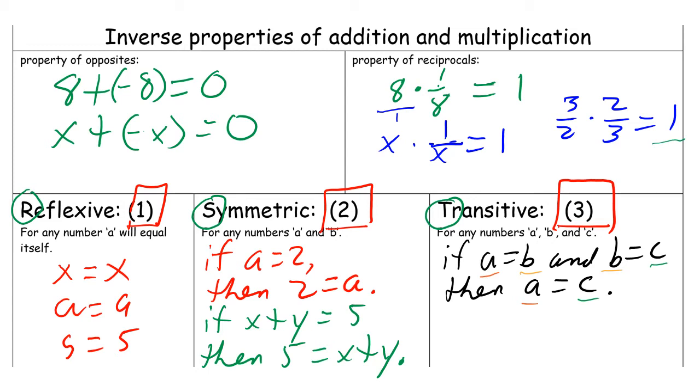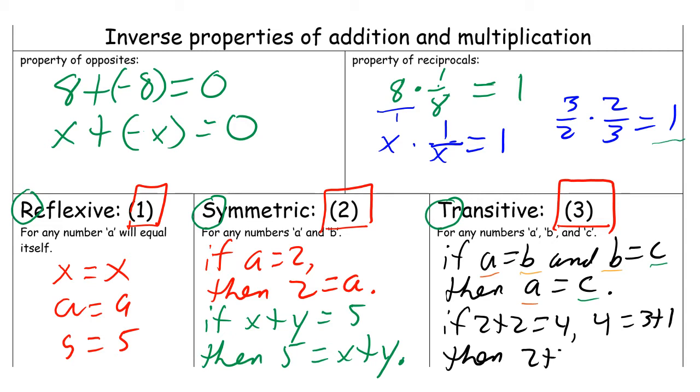Transitive property, very powerful property. We use this a lot in geometry. Let's say if 2 plus 2 equals 4 and 4 equals 3 plus 1, then 2 plus 2 equals 3 plus 1. The transitive property.